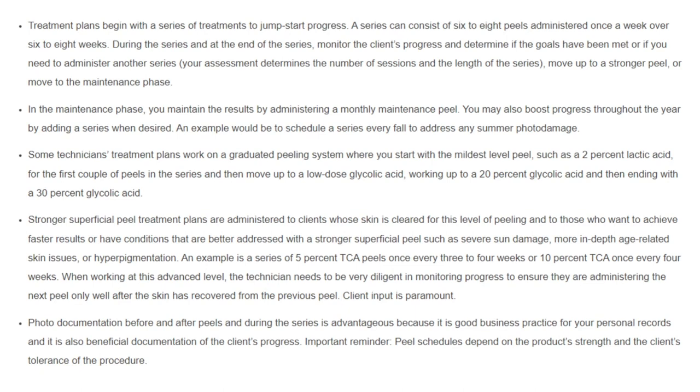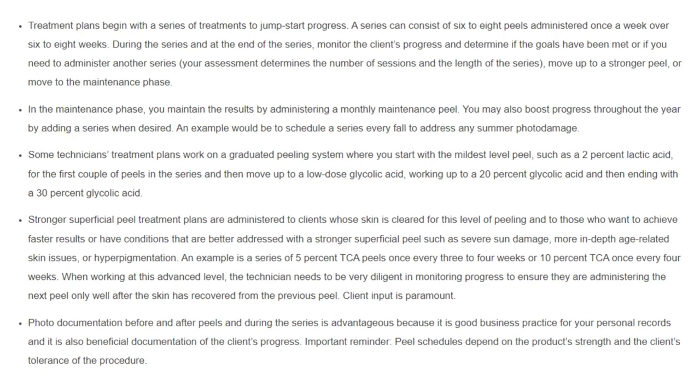In the maintenance phase, you maintain the results by administering a monthly maintenance peel. You may also boost progress throughout the year by adding a series when desired. An example would be to schedule a series every fall to address any summer photo damage.